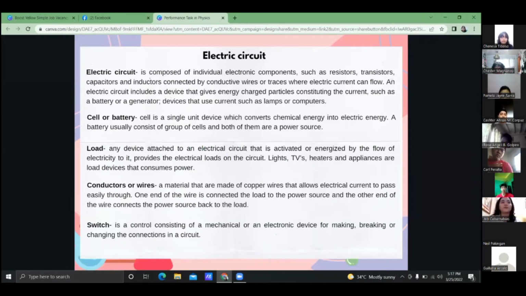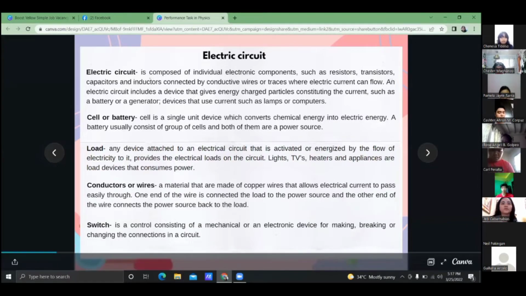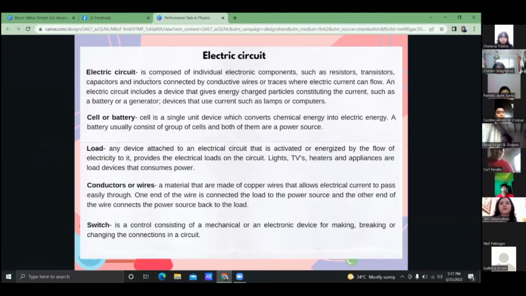So, electric circuit. An electric circuit is composed of individual electronic components such as resistors, transistors, capacitors, and inductors connected by conductive wires or traces where electric current can flow. An electric circuit includes a device that gives energy to the charged particles constituting the current, such as a battery or a generator, and devices that use currents such as lamps or computers.